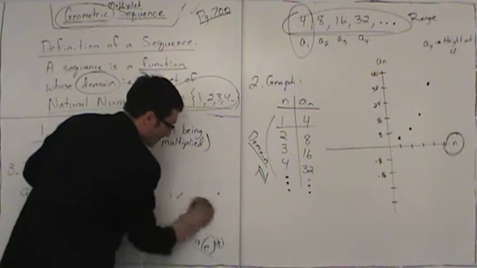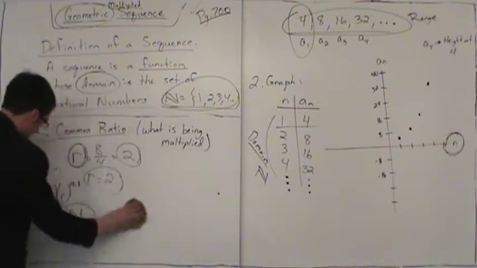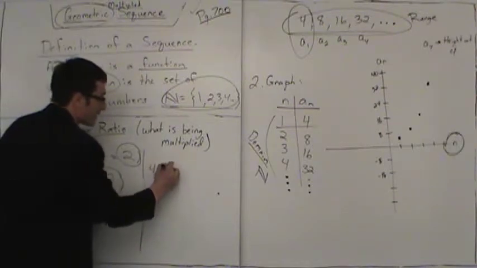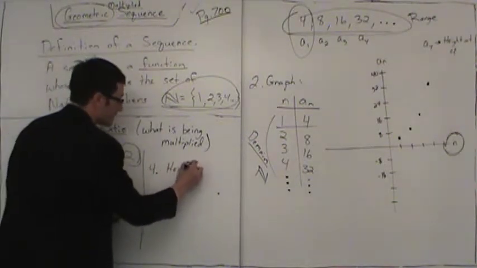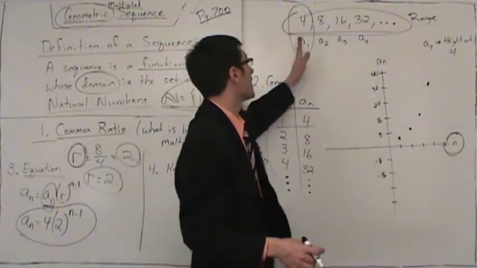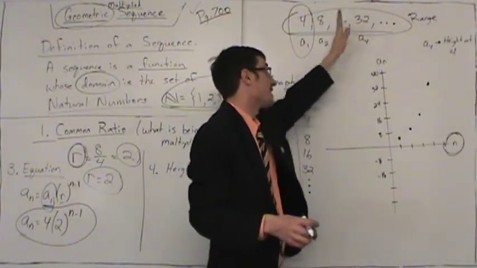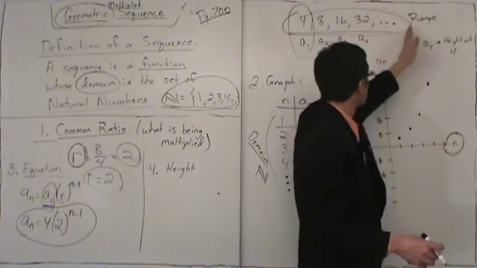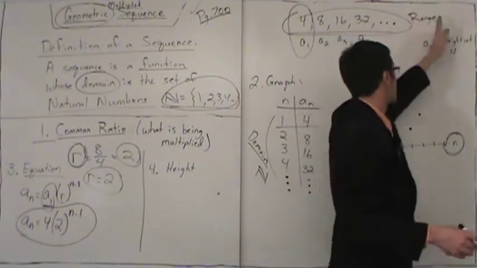Step 3 was the equation. Step 4 is to find, if I asked you to find height at 50, just to give you perspective here, height at 1 is 4, height at 2 is 8, height at 3 is 16, at 4 we have 32, at 5 we have 64, at 6 we have 128, at 7 we have 256.